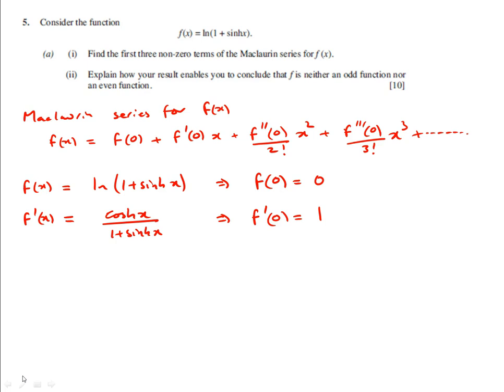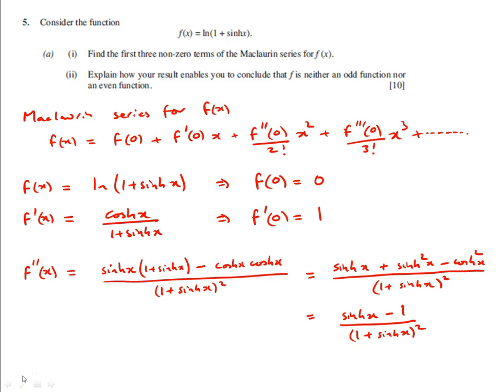We now need to differentiate to find the second derivative of f, and this can be done using the quotient rule in a very similar way to the previous example. So the details are all there, again, for you to check through. And we can then at that stage substitute in x equals 0 and calculate that the second derivative of f at x equals 0 takes the value minus 1.